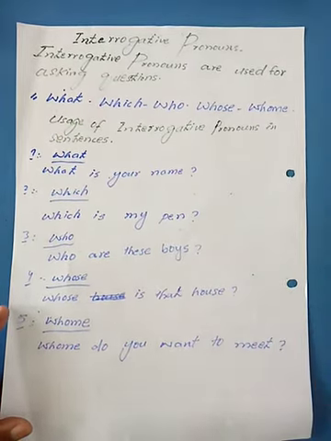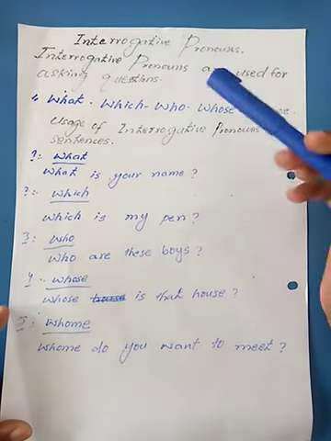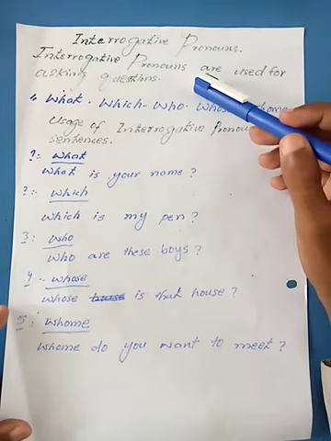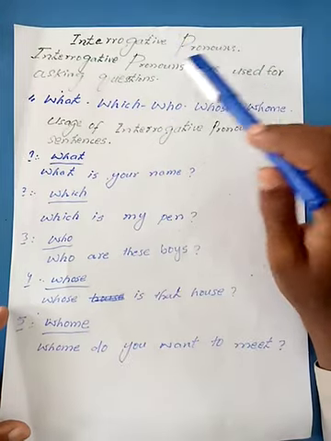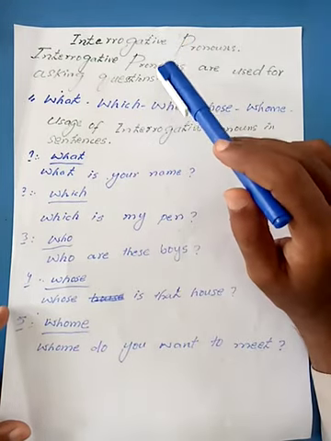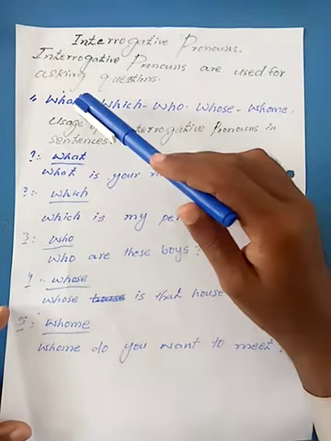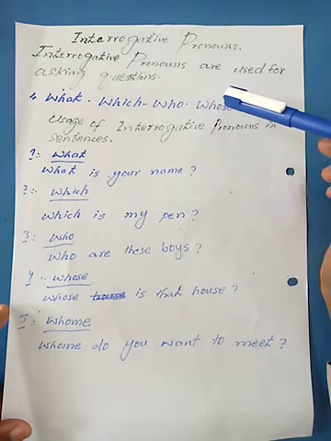Okay, the simple definition is told to you. Now you have to memorize this definition, that interrogative pronouns are used for asking questions, and they are 5 in quantity. Number 1, what. Number 2, which. Number 3, who. Number 4, whose.